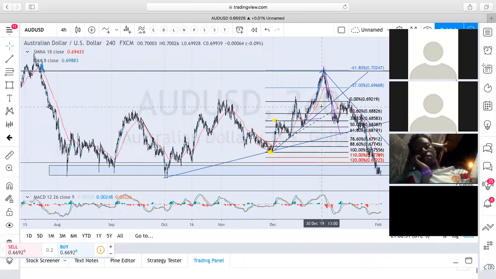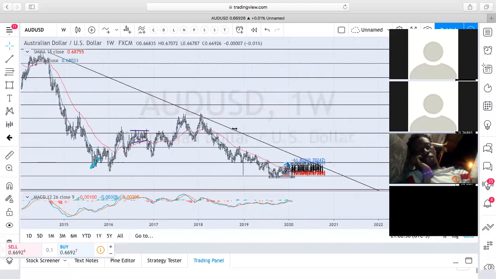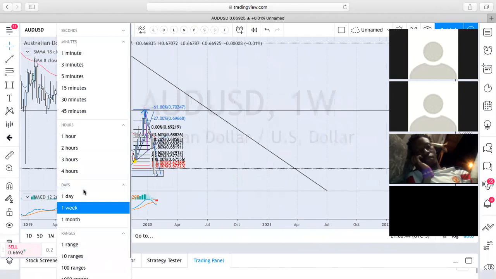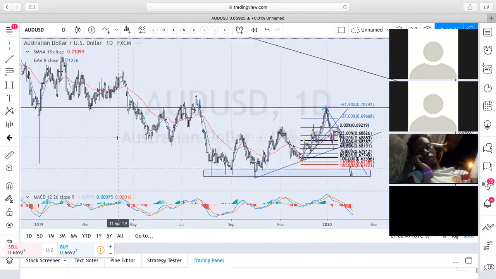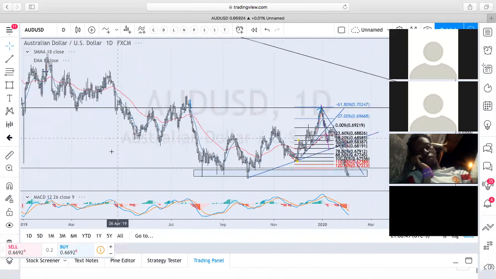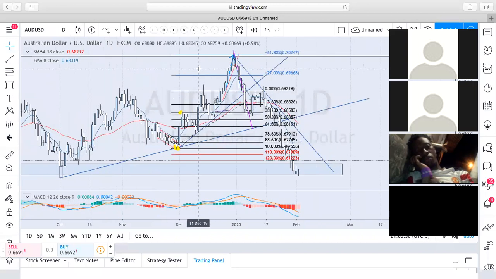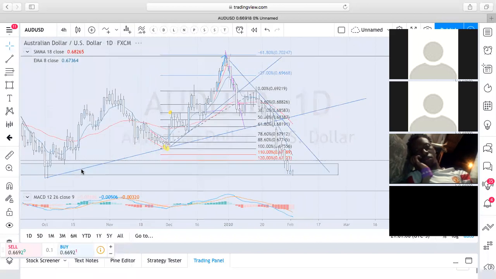So AUD USD, looking at structure. Let's see where we are. We're in between this dotted line, the weekly line, and this line right here, the monthly line. Based off fib levels, we have point A, point B, retrace. Hold on, let me go to here first.